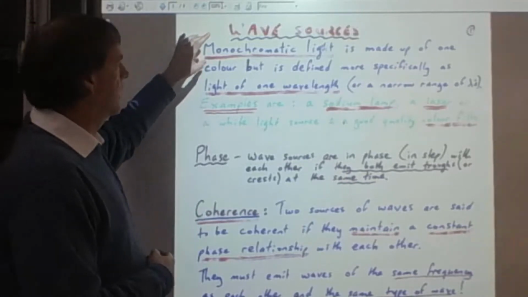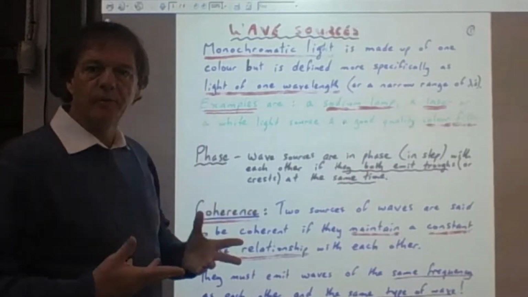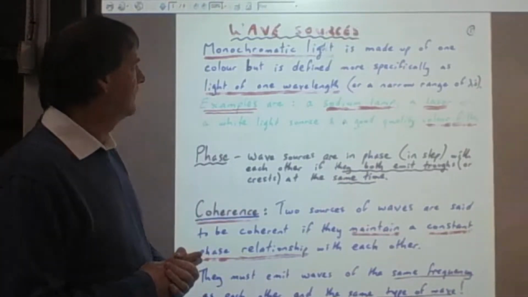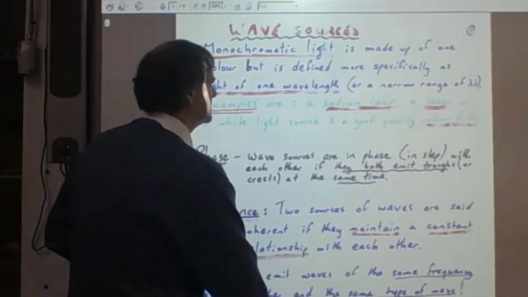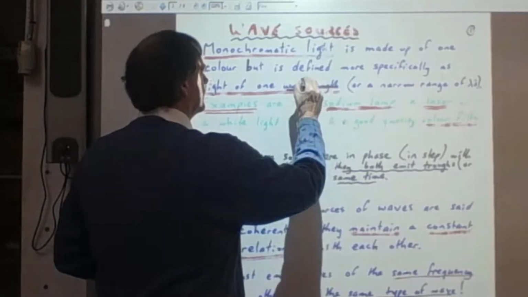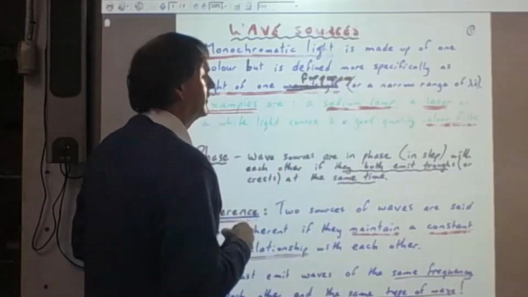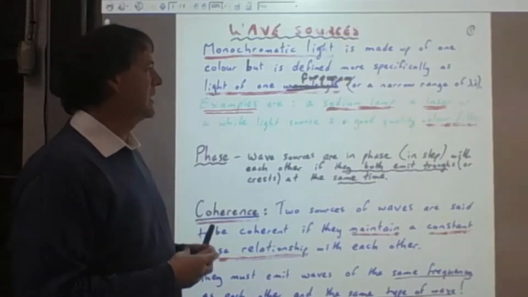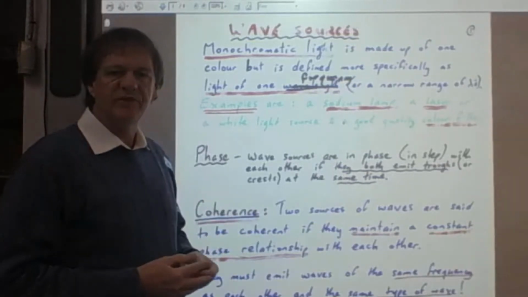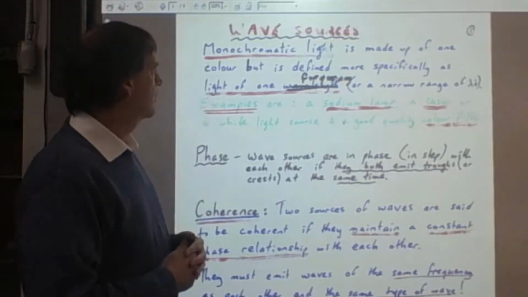Now you've got monochromatic light, which is made up of one colour, but it's defined more specifically as light of one frequency or one wavelength. It's better to describe it as a frequency because the wavelength can change with different media. So frequency is a more fixed value. Sometimes you only get a narrow range of frequencies, you can't get exactly one, but that'll be monochromatic light.